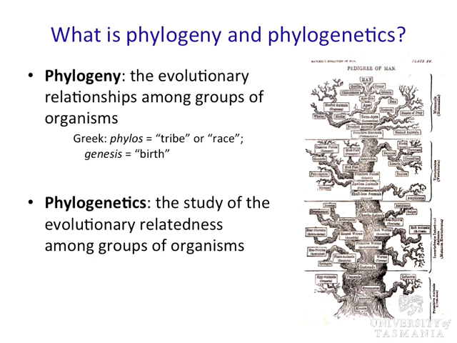Alright, so when I say phylogeny and phylogenetics, what do I mean? So phylogeny really means the evolutionary relationships among groups of organisms. Now that sounds fairly straightforward, but determining the evolutionary relationships between organisms isn't always as clear as it seems.